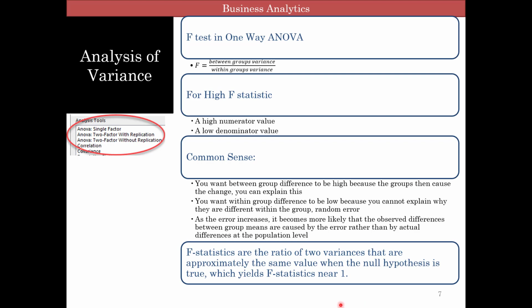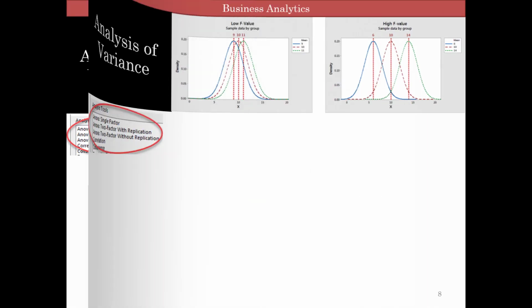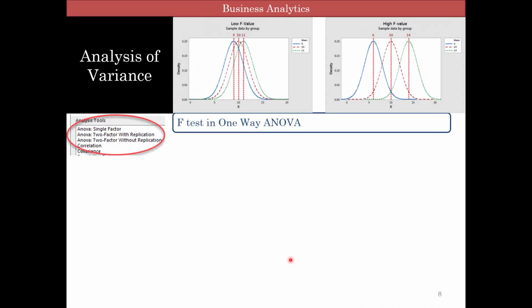So the F statistic is the ratio of two variances. When they are approximately the same value, the null hypothesis is true, which means really there is no difference, which yields an F statistic near 1. So here is an example of a low F value, right? You can see here. And here is an example of a high F value where you look at these three groups, 9, 10, and 11. They're very close to each other. And so you will find that your numerator is small and then your denominator is whatever it is.